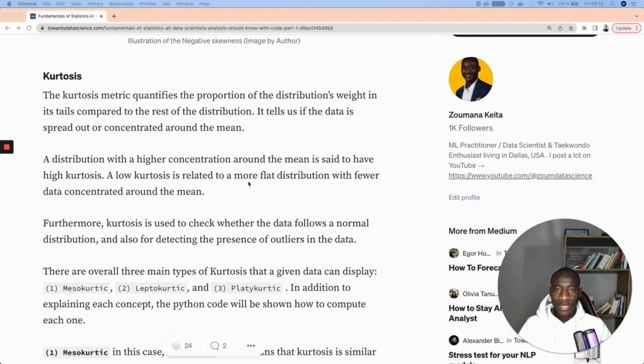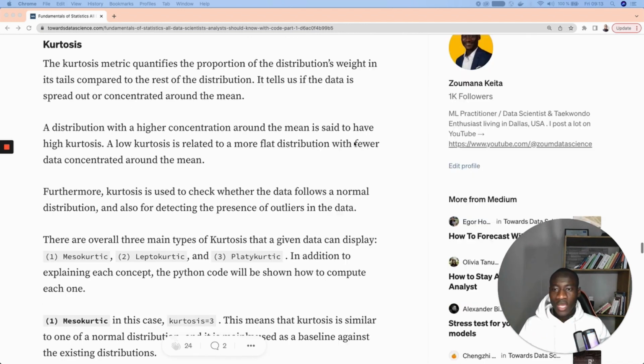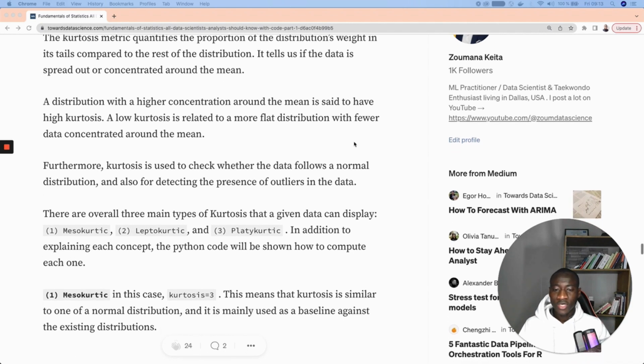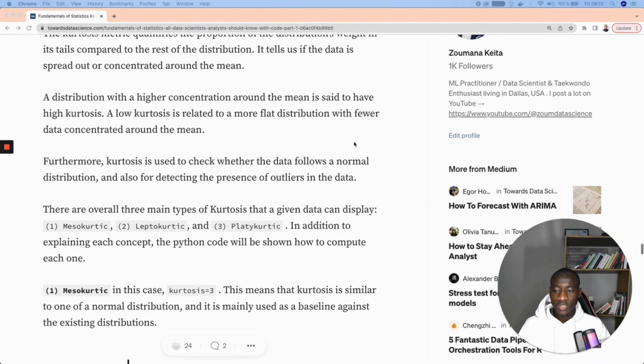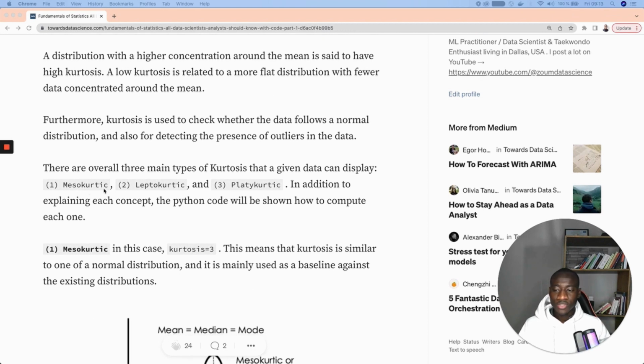Now let's have a look at the second technique, which is the kurtosis. What is kurtosis? Kurtosis basically tells us how the data is spread out around the mean. Is it flat, completely flat, or is it totally centered and peaked around the mean? We have three main types of kurtosis that we can observe in the data. The first one is the mesokurtic. The second is the leptokurtic, and the third one is the platykurtic. Let's have a look at what each one means.